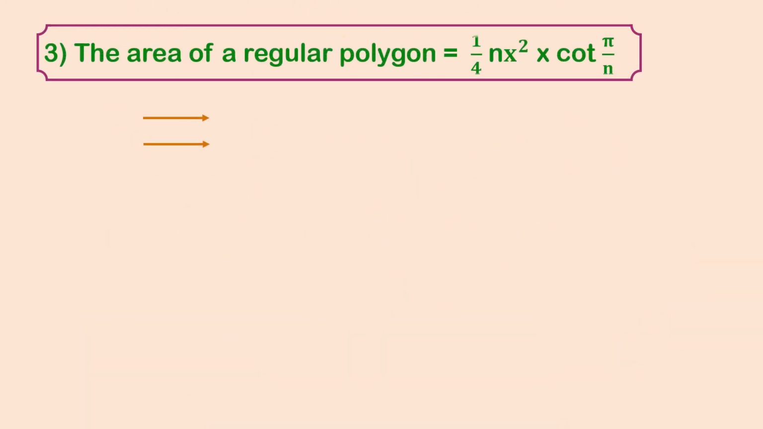The last area is the area of a regular polygon. The area of a regular polygon equals 1/4 n x power 2 times cotangent pi over n. Again, 1/4 n x power 2 times cotangent pi over n. Area of what? Area of regular polygon.